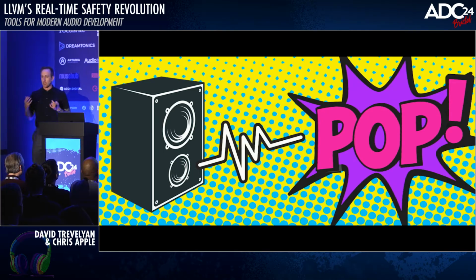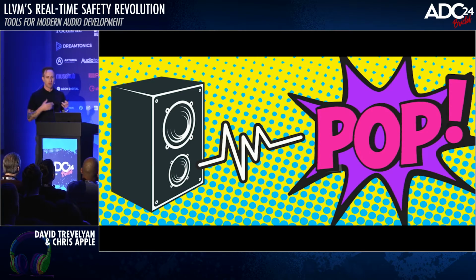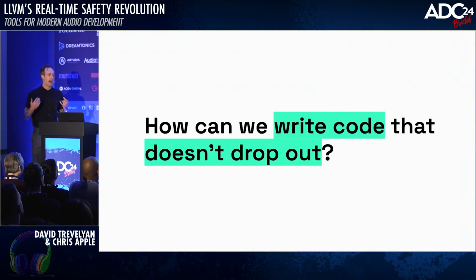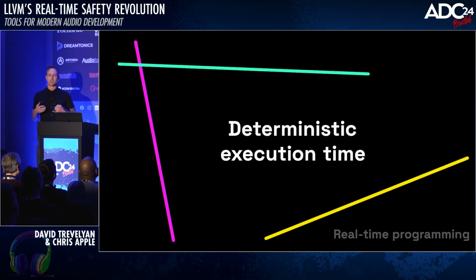Now, when I was working at Dolby DJ, we installed our software into nightclubs that were playing at 130 decibels. So at that point, a click or a pop or white noise is more than an inconvenience. It's actually dangerous. You might blow out your expensive speaker. You might hurt a guest's eardrums. So we need to be asking ourselves when we're writing audio playback code, how can we write code that does not drop out? This comes down to deterministic execution time.